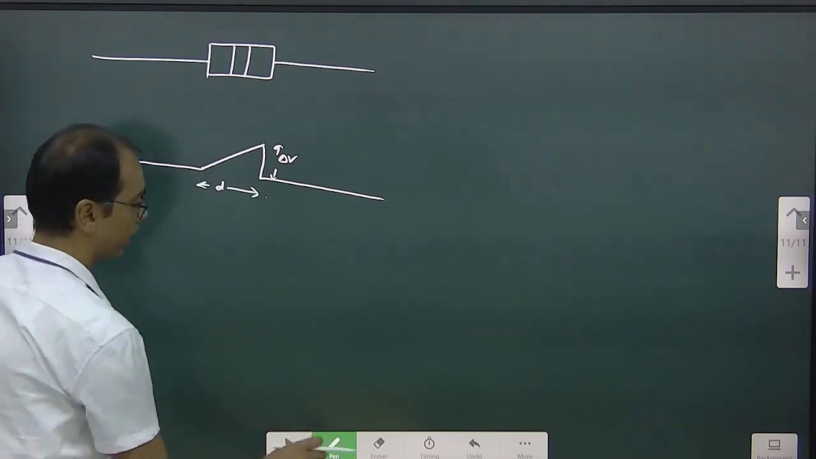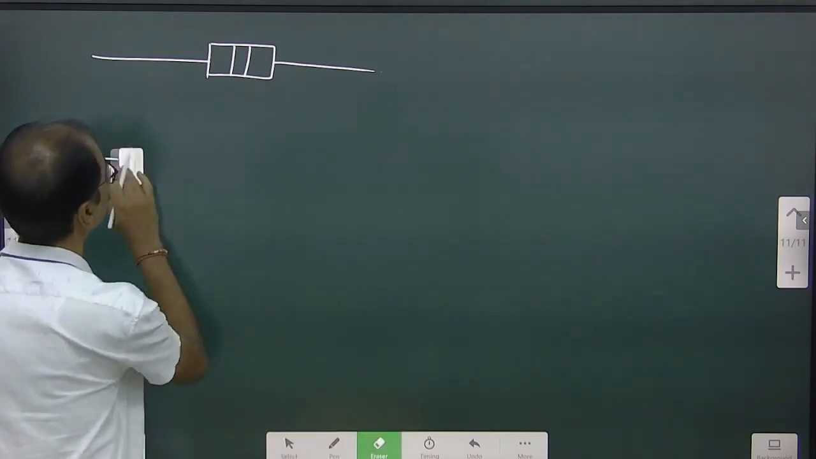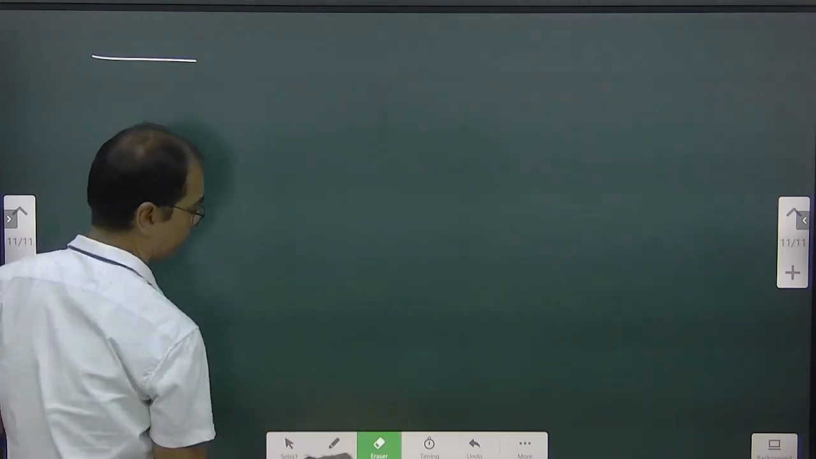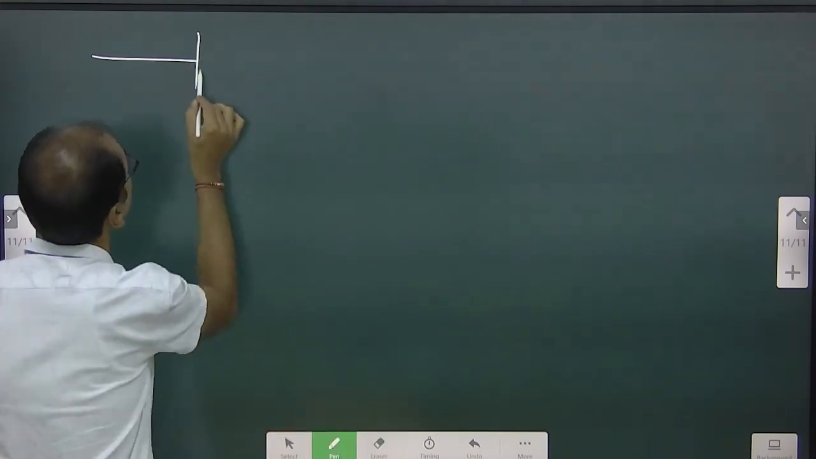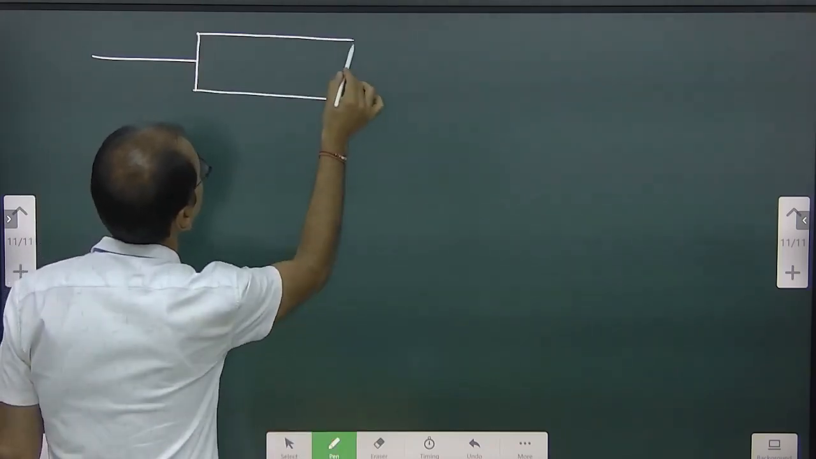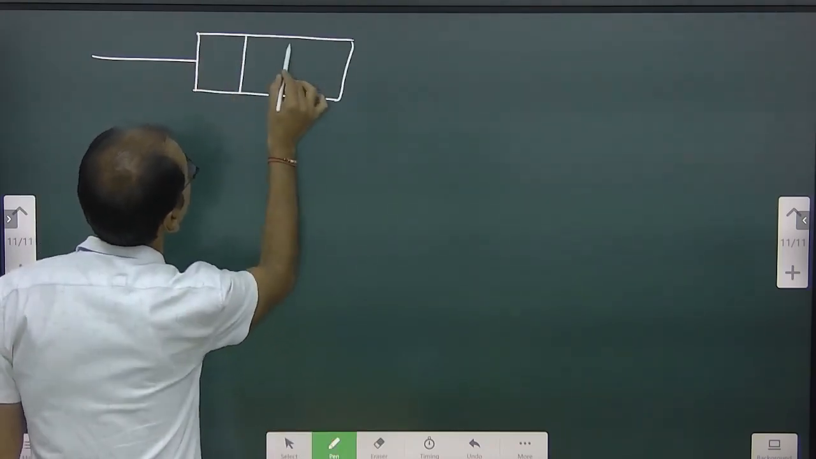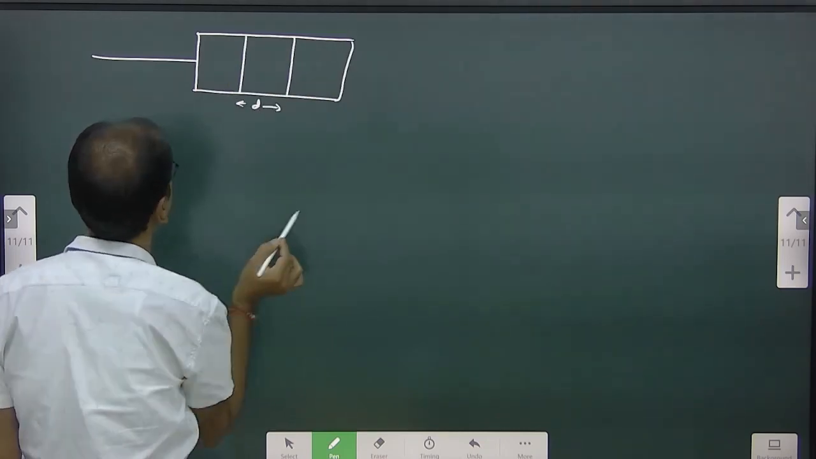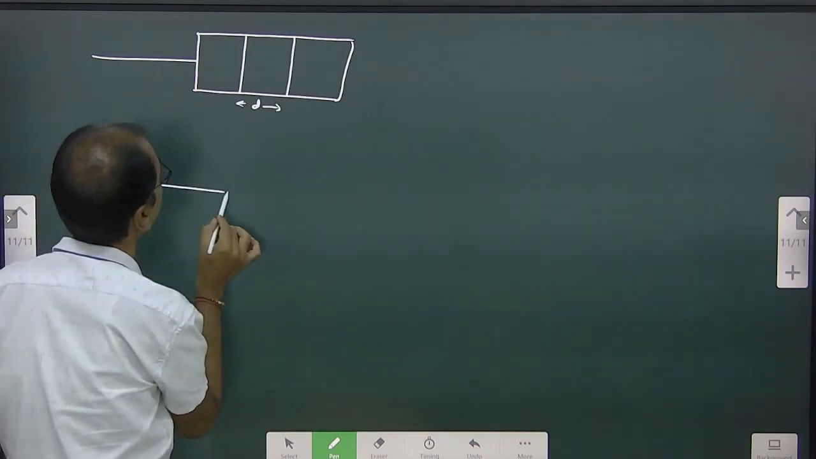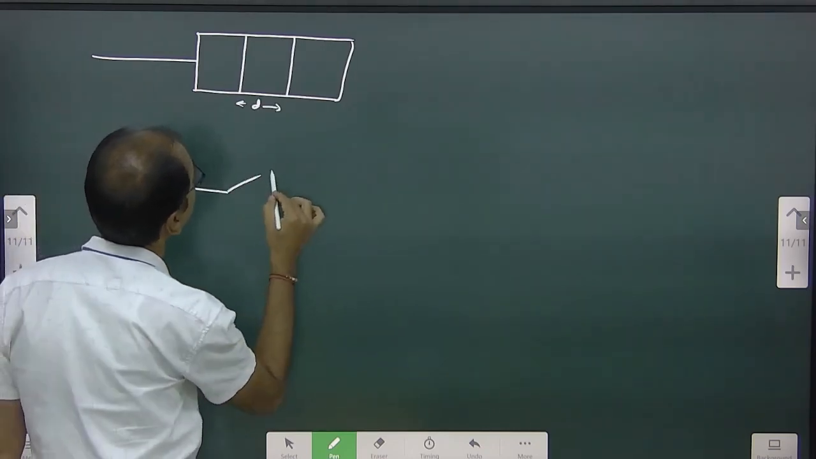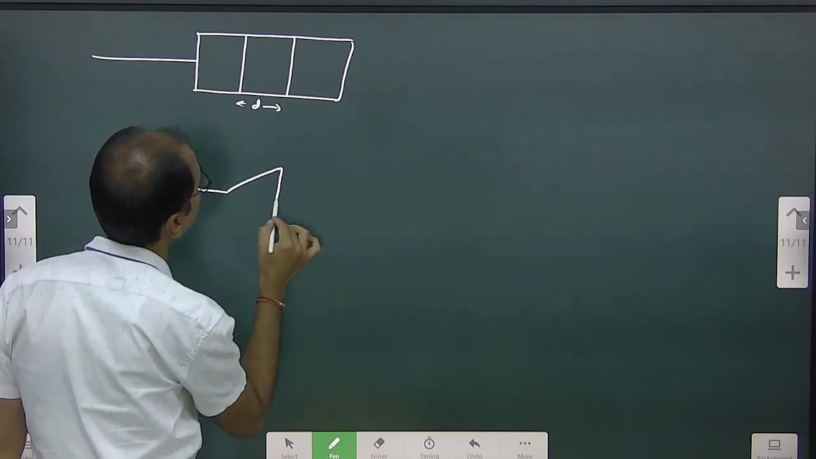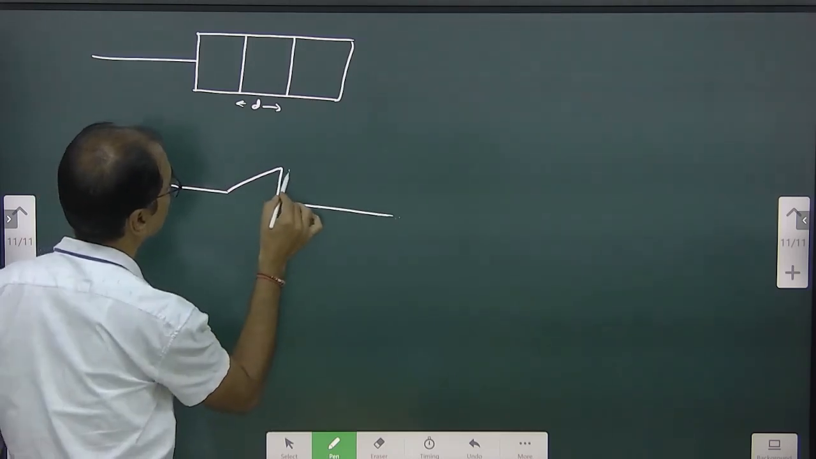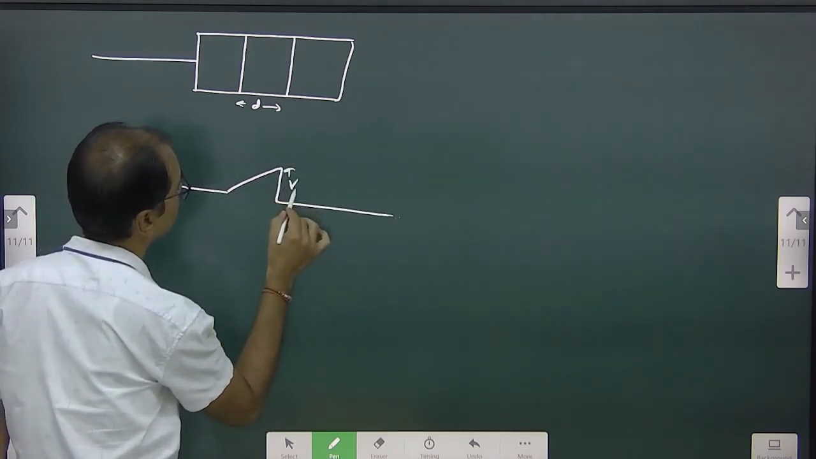Okay, even I have made it wrong. Wait. Let me make it slightly bigger. This is your PN junction. This is the depletion layer. Okay, this is T. Okay, now we can show it. Okay, this is VD, this is barrier potential.